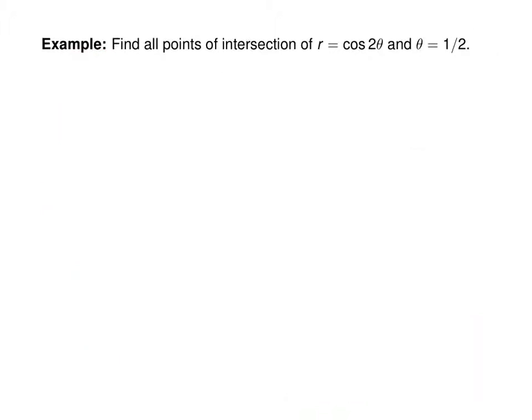Let's find all the points of intersection of r equals cosine of 2 theta and r equals 1/2. So we actually sketched cosine of 2 theta in a previous lesson. This time I'm not going to do it again. So it ended up being this rosy curve.